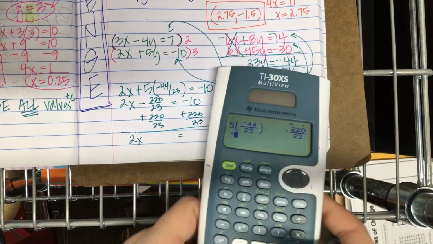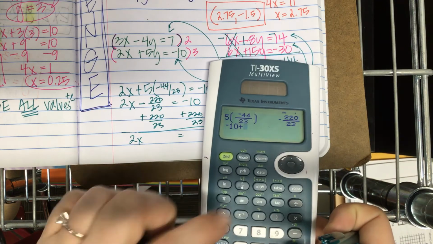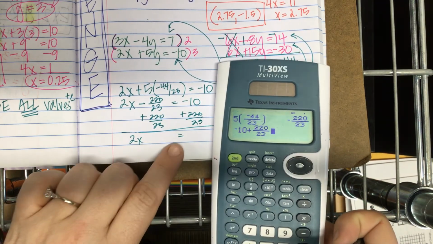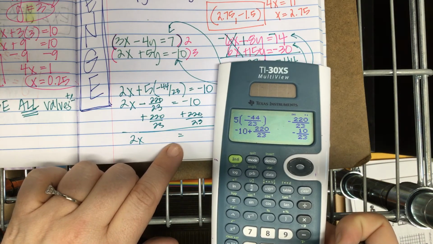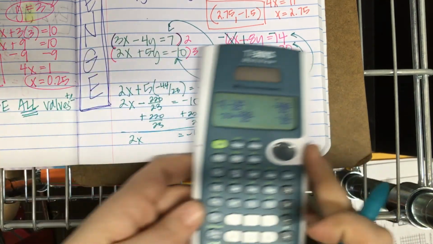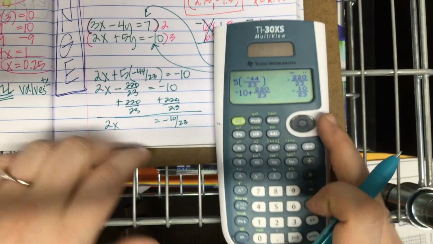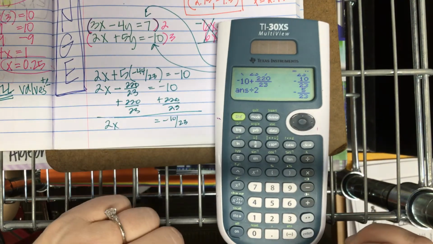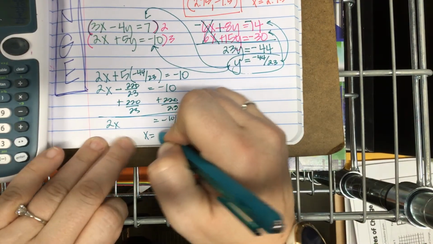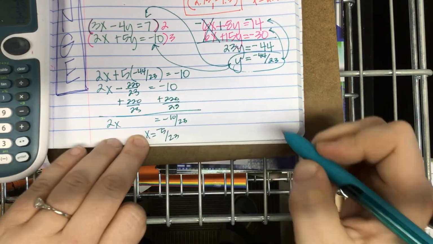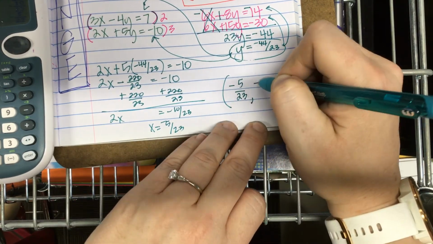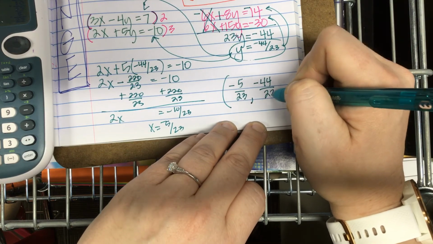So that means negative 10 plus 220 over 23, right? Negative 10 23rds. Then I'm going to divide by 2. Negative 5 23rds. So my solution is negative 5 23rds, comma, negative 44 23rds.